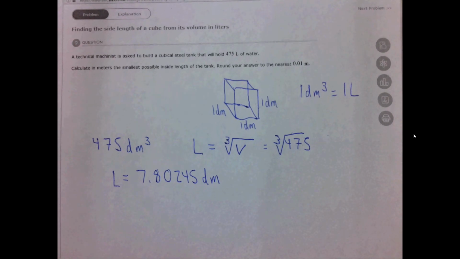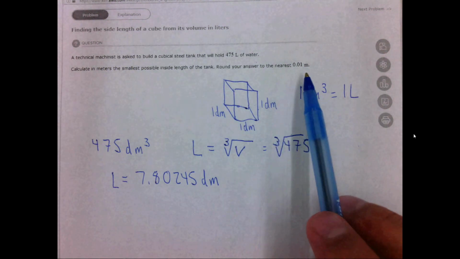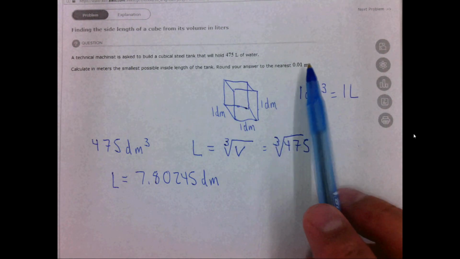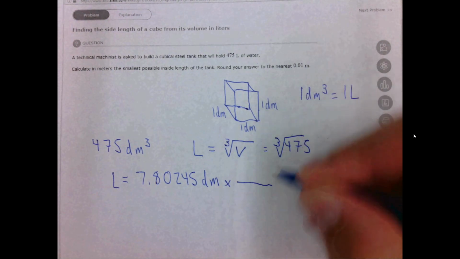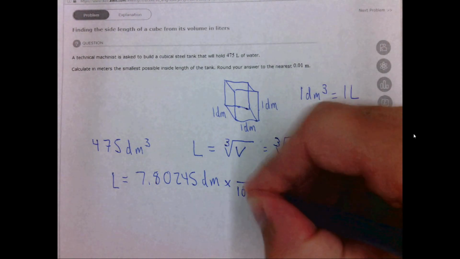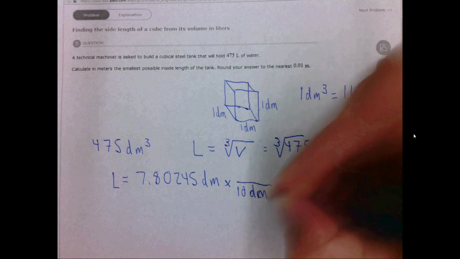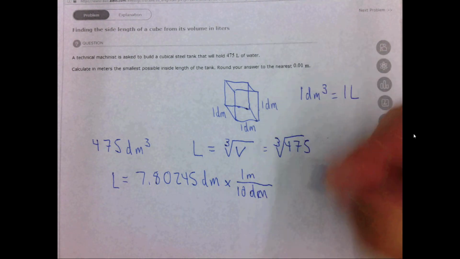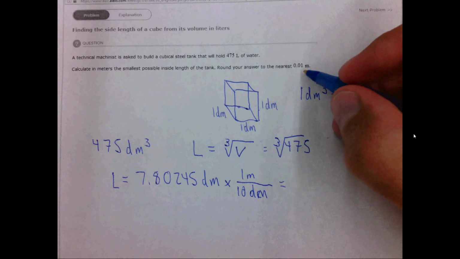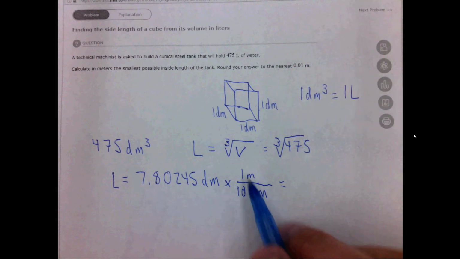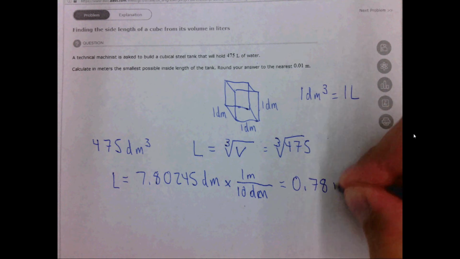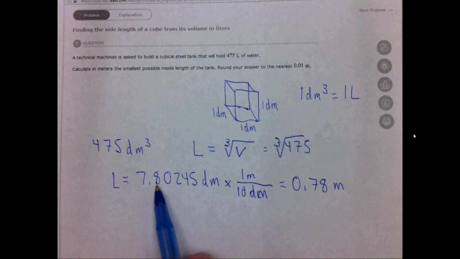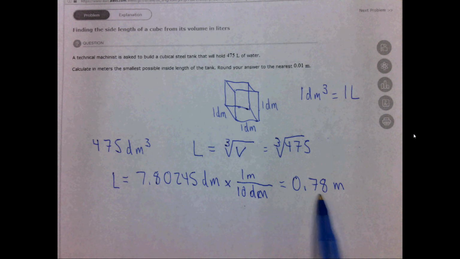However, in the problem, it wants us to find our answer to the nearest 0.01 meters. So we need to convert this to meters. Well, it turns out that there are 10 decimeters, which I want on the bottom, per 1 meter. So we take this, multiply by 1 divided by 10, or divide this by 10, and then round to the second decimal point, and we get 0.78 meters.